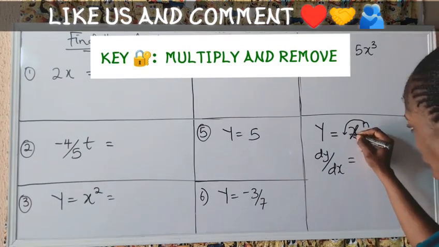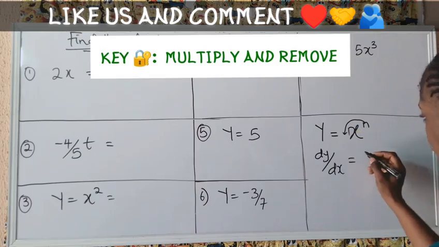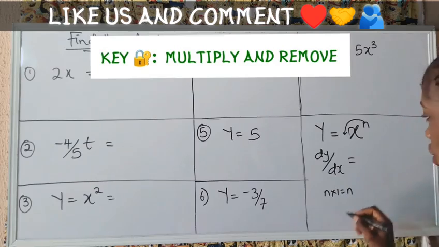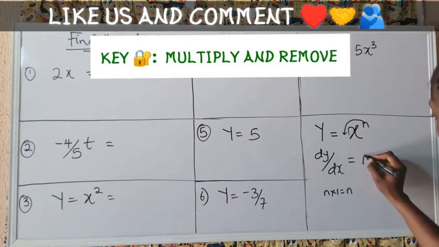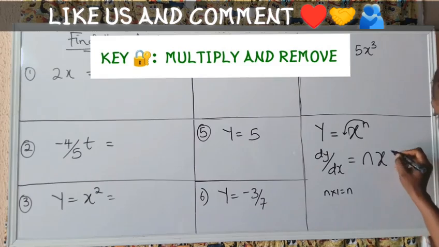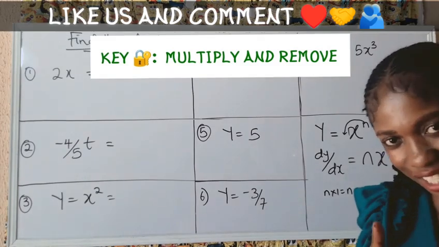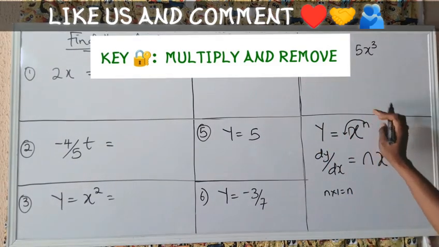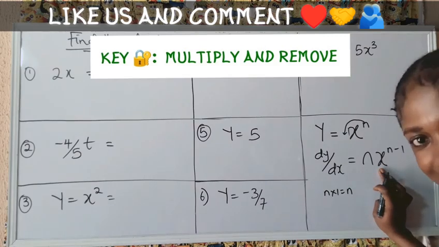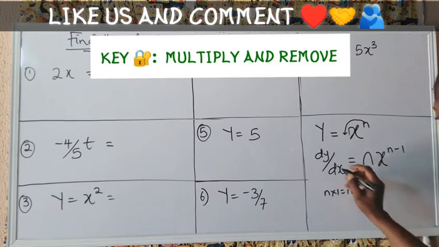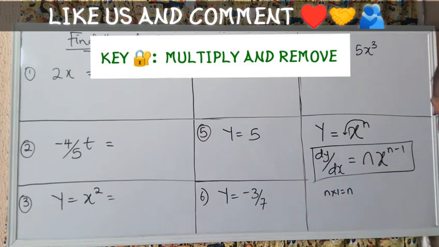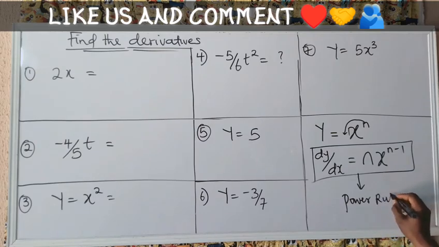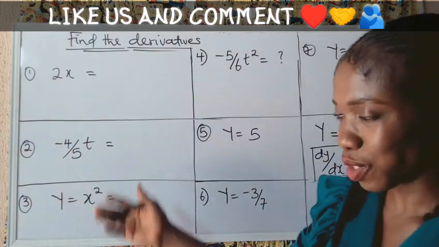Remember, the coefficient here is 1. So we are going to multiply it with 1. And when you multiply n with 1, it gives you n. Okay, so it means that in multiply we are going to have n, then you remove 1 from the power. That is the key. Multiply and remove. So use the power to multiply the coefficient of your x, then remove 1 from your power. We call this the power rule, and that will be our guide. So this is the power rule which we are going to use in answering this question.